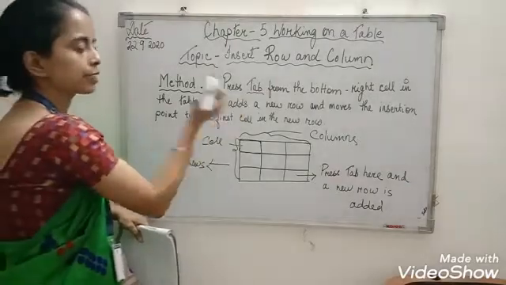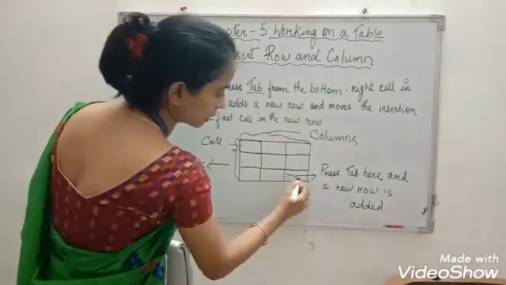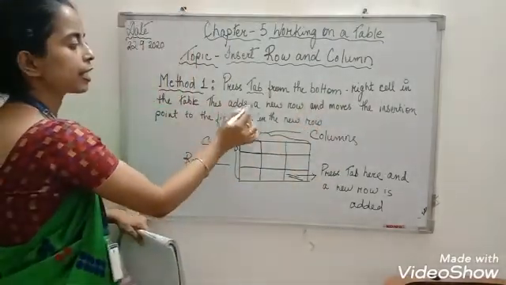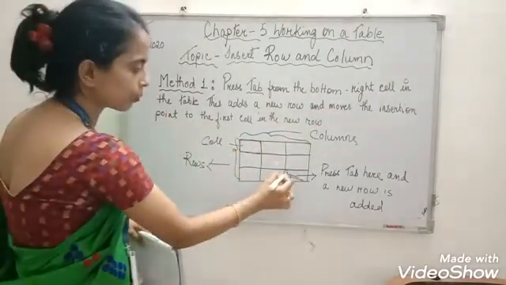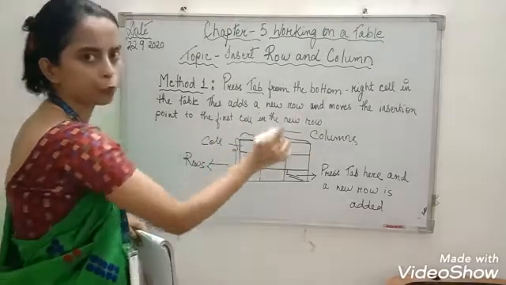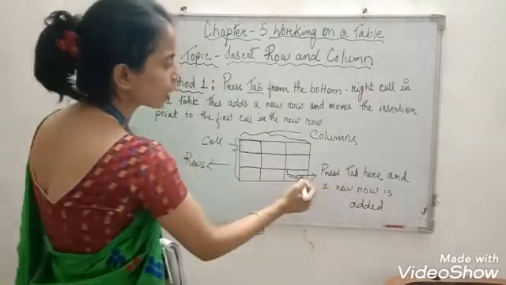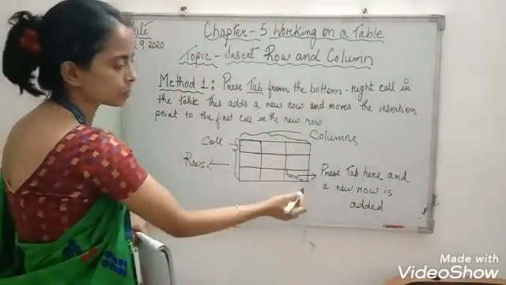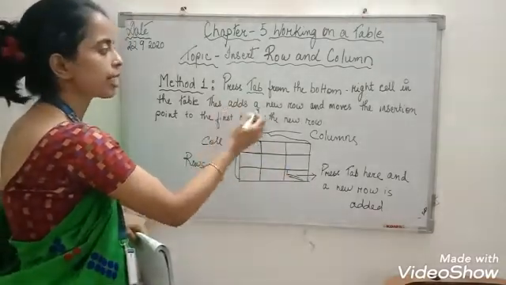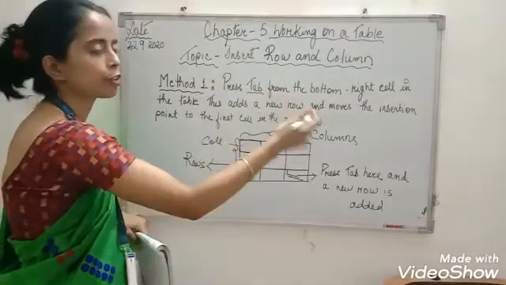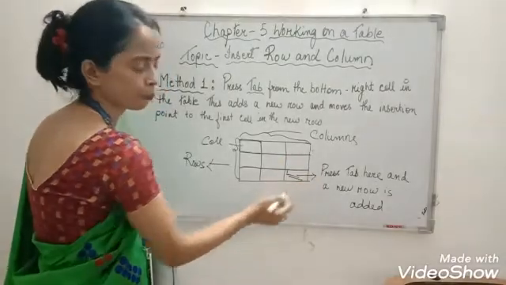Alright. Press tab. Method 1 to insert row and column. Press tab from the bottom right cell in the table. Bottom right cell is this one. This adds a new row and moves the insertion point to the first cell in the new row. So what is the first method? What you have to do? Press tab in the bottom right cell in the table. When you press tab here, this adds a new row and moves the insertion point to the first cell in the new row.